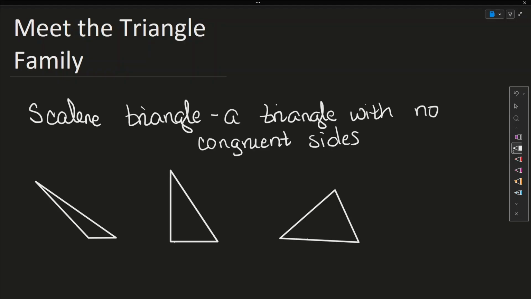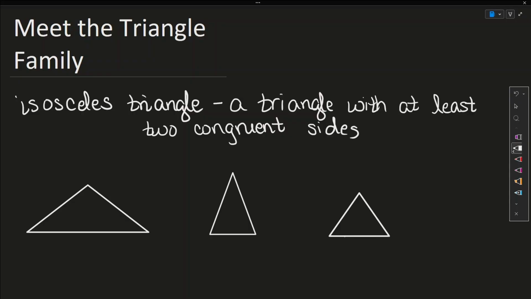A scalene triangle is a triangle with no congruent sides. That means all three side lengths need to be different. An isosceles triangle is a triangle with at least two congruent sides. Many students first think of isosceles triangles as having exactly two equal sides, but it's helpful to keep in mind that an equilateral triangle also has at least two congruent sides. Depending on how classifications are handled, that can matter.